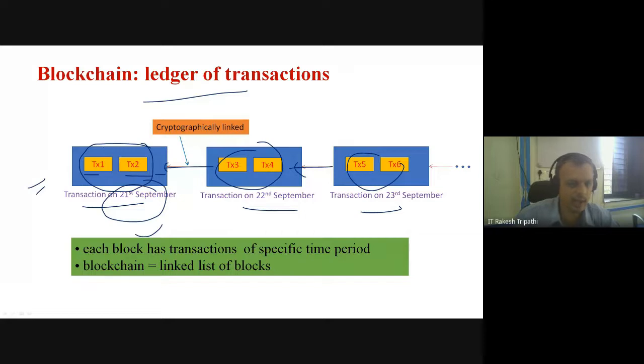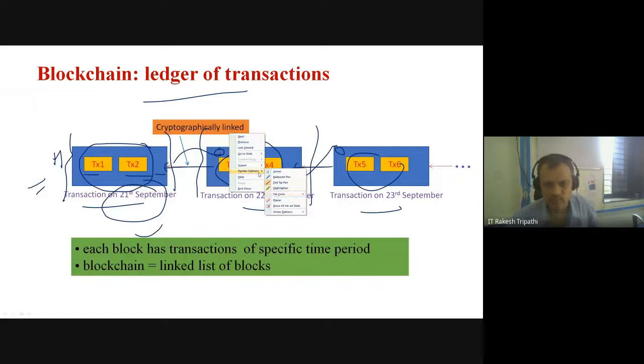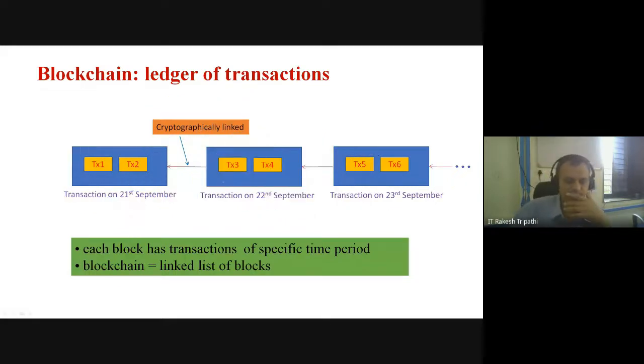And how are they linked? You apply a hash function on everything and you put this hash value here. So you can get a ledger of transactions. You can get a ledger of transactions, but there are drawbacks with this ledger.